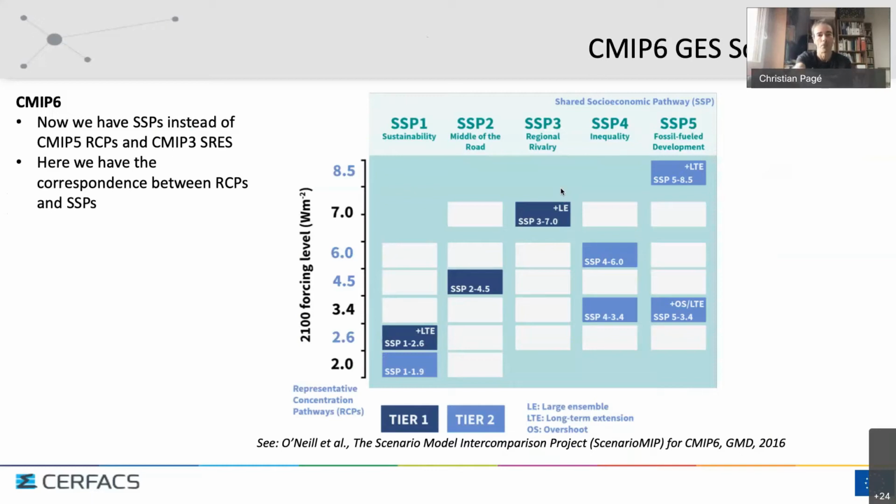And on the y-axis, we have the correspondence to CMIP5 RCPs. So we have 2.6, 4.5, 6.0, 8.5. So you can see the correspondence with the SSPs we have in CMIP6. If you want more information, there are publications in GMD that explain this in much more detail.